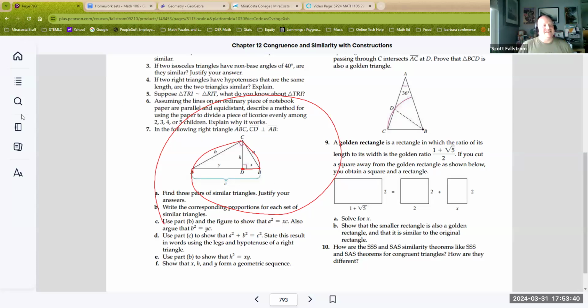Some people have seen in nature the shells of different shellfish. If you cut them down the middle, you'll see these beautiful spirals in their shells.